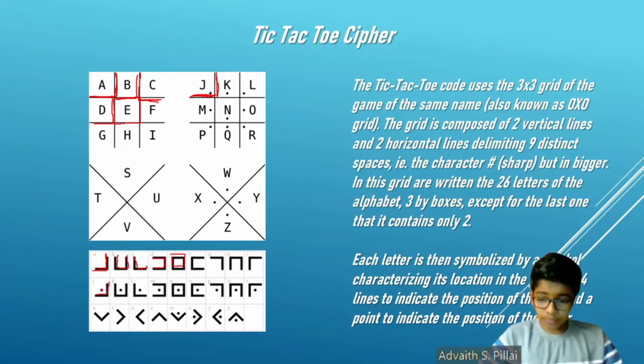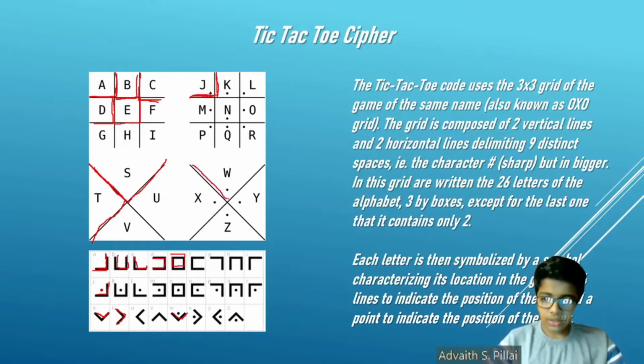Okay guys, now let's look at S, T, U, V, W, X, Y, and Z. So S is written as this V, as you can see in its grid. T is written as this, and the same goes for U and V. And for W, X, Y and Z, it's written the same but with dots inside of it. So W is written as the V again, as we see here, but it has a dot inside of it. Okay guys, so this is how the Tic Tac Toe Cipher works.